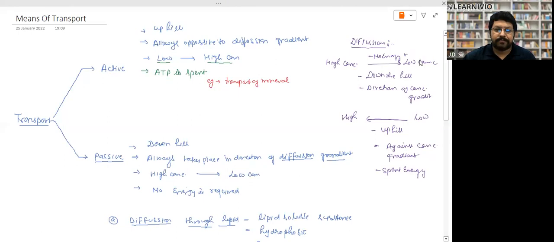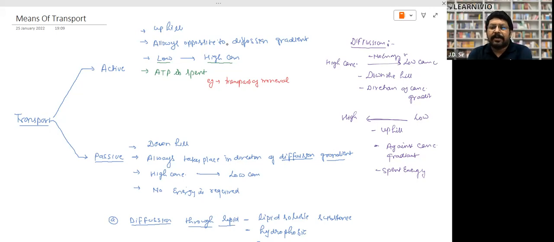So basically, there are two types of transport in the plant, right? What are those two types? Active transport and passive transport. Now, what is passive transport, right?